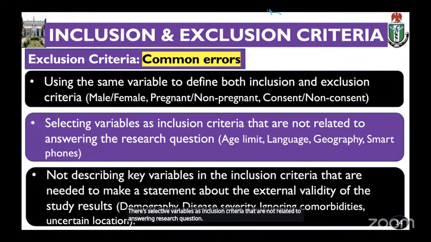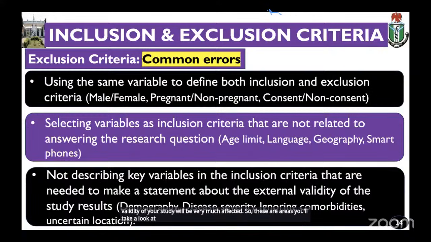For instance, age limit, language, geography, smartphones. For example, you want to conduct a study in the antenatal clinic and you said all the women you study are those that have smartphones because you need to reach out to them. So if you need to reach out to them, you have to take a look. These women that you're going to exclude, would they likely constitute the bulk of the patients that you see? Maybe they don't have smartphones in your hospital. That's those that you see. So at the end of the day, you discover that the validity of your study will be very much affected. So these are areas you take a look at.